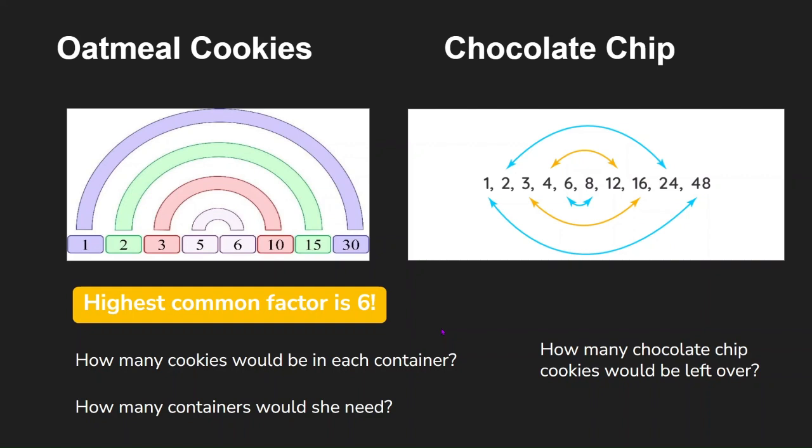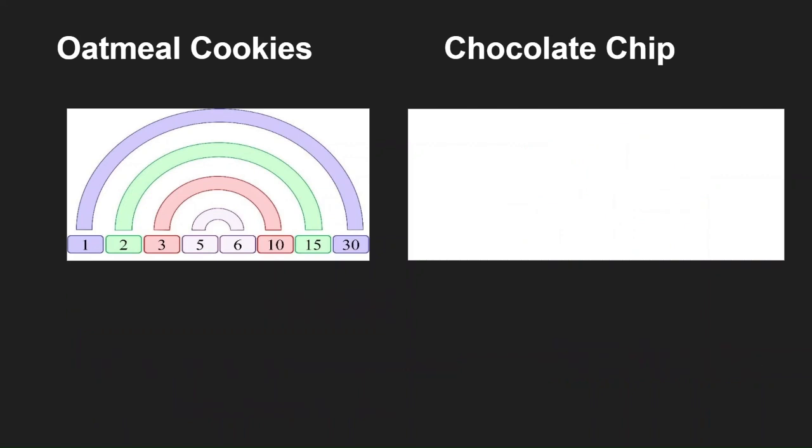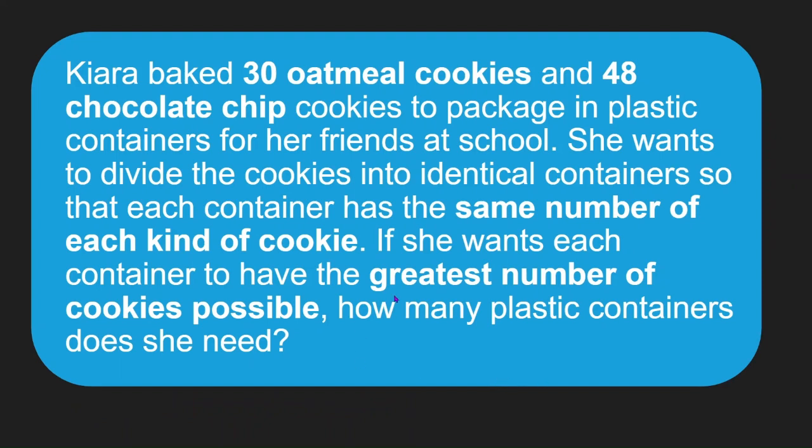So as you work through some of these word problems, make sure you find the information that's important, right? And read the question carefully, right? This question was not actually asking for the greatest number of cookies possible. It was asking for how many containers we need. So make sure you're answering the question. Of course, you are going to have to find the highest common factor, but make sure you answer with the correct number, right?